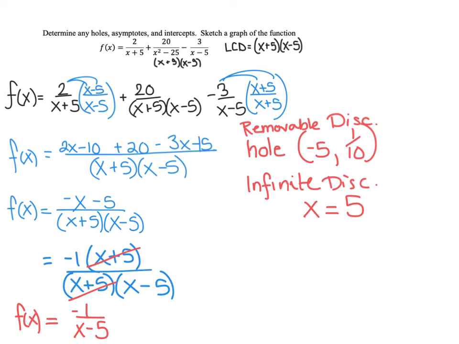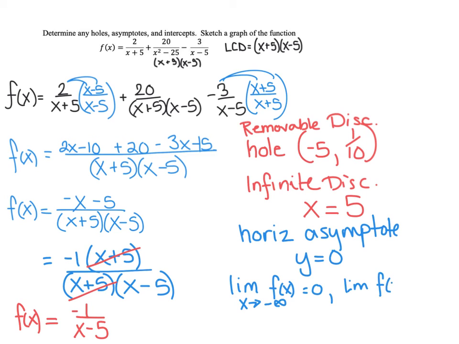I'm going to think about any horizontal asymptotes now. And I would have a horizontal asymptote because the degree in the denominator is greater than the numerator. So it would be y equals 0, which would affect my end behavior. It would be approaching 0 on both the left and the right. So the limit of f of x as x approaches both negative and positive infinity would be equal to 0.